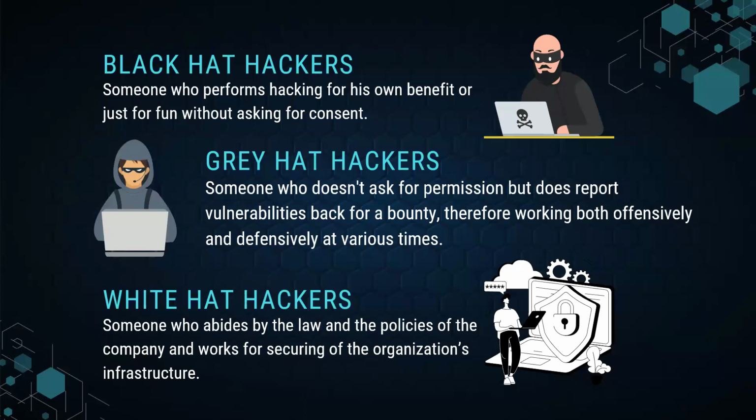And in between, there's a third category called gray hat hackers. These are people who have the qualities of both a black hat hacker and a white hat hacker. Like a black hat hacker, they don't ask for permission or take any consent from the organization. But once they find a vulnerability or a loophole, like a white hat hacker, they report it back to the company without misusing it, so that the company can patch it up. But there's a minor catch.